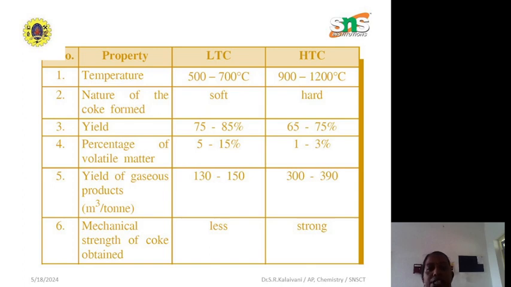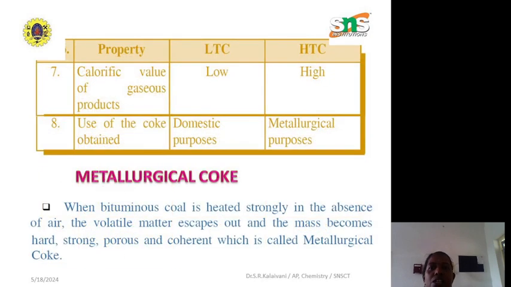Yield of gaseous products is 130 to 150 meter cube in LTC, but in the case of HTC 300 to 390. Then mechanical strength of coke: less strength in LTC, strong in HTC. Then the calorific value is low in LTC but high in HTC. Use of the coke obtained: domestic purpose in LTC, and in the case of HTC metallurgical purpose.